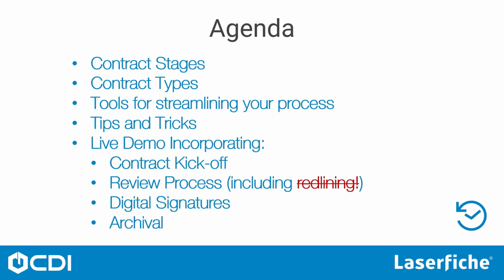Through this demo, we'll be looking at the contract kickoff process as well as the review process where we can incorporate redlining, digital signatures, and archival. So this kind of differs from what we had in the past, where it was mainly just after the contract had been reviewed, it went out for signature and then archived. So we've got a lot more incorporated this time, and it's pretty exciting.